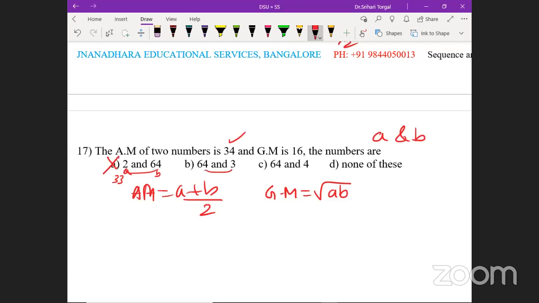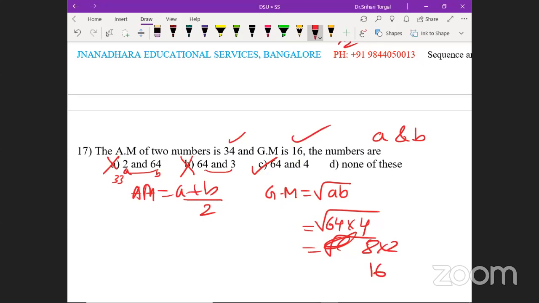64 plus 3 is an odd number, and how do we get an even number? That is not possible. Option C is the right answer because 64 plus 4 is 68, divided by 2 is 34. And if you take the geometric mean of 64 and 4, you will get 8 into 2, that is 16. Correct. Option C is the right answer.